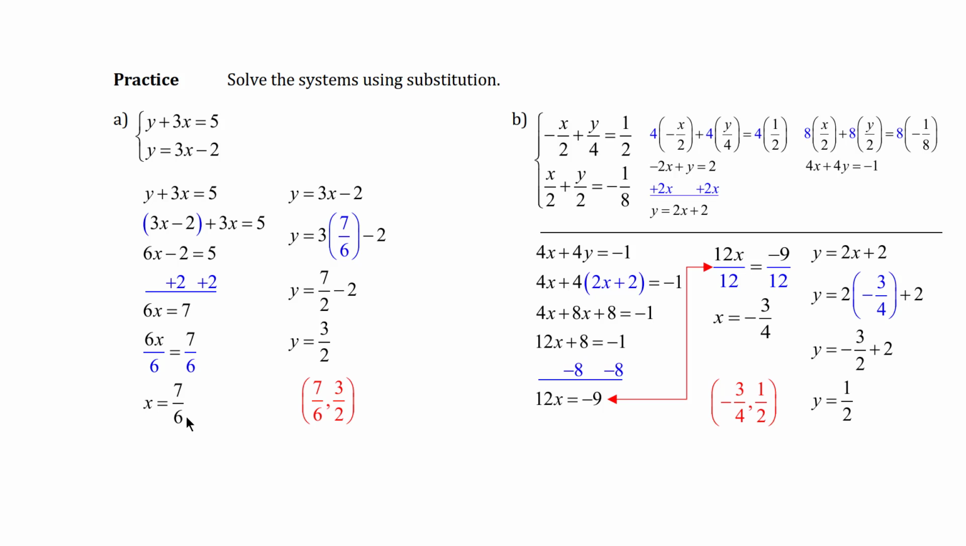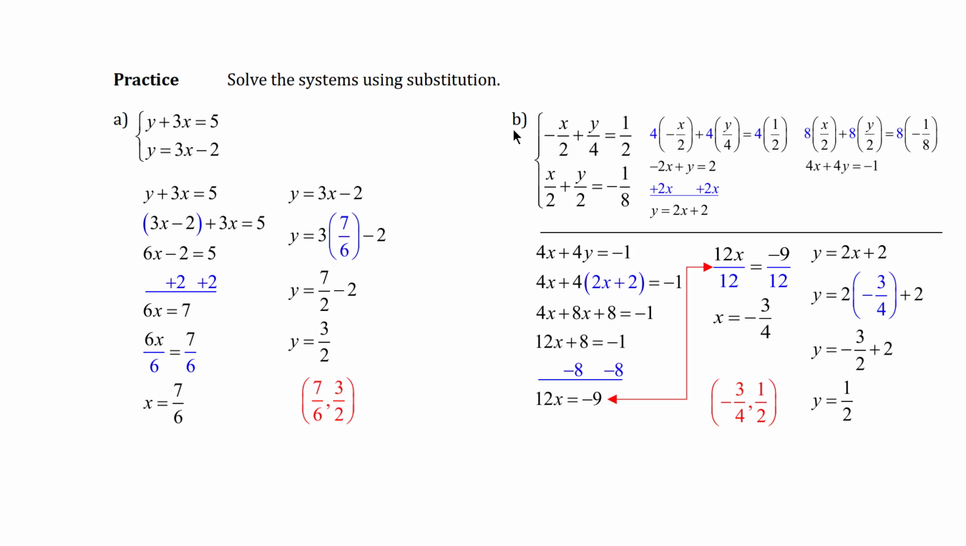From here, we substitute in our value for x into the second equation. So we have y equals 3 times 7 over 6 minus 2. Simplifying, we get y is equal to 7 over 2 minus 2. Simplifying further, we get y is equal to 3 over 2. Next, we write our answer as an ordered pair. We have parentheses, 7 over 6, comma, 3 over 2, close parentheses.